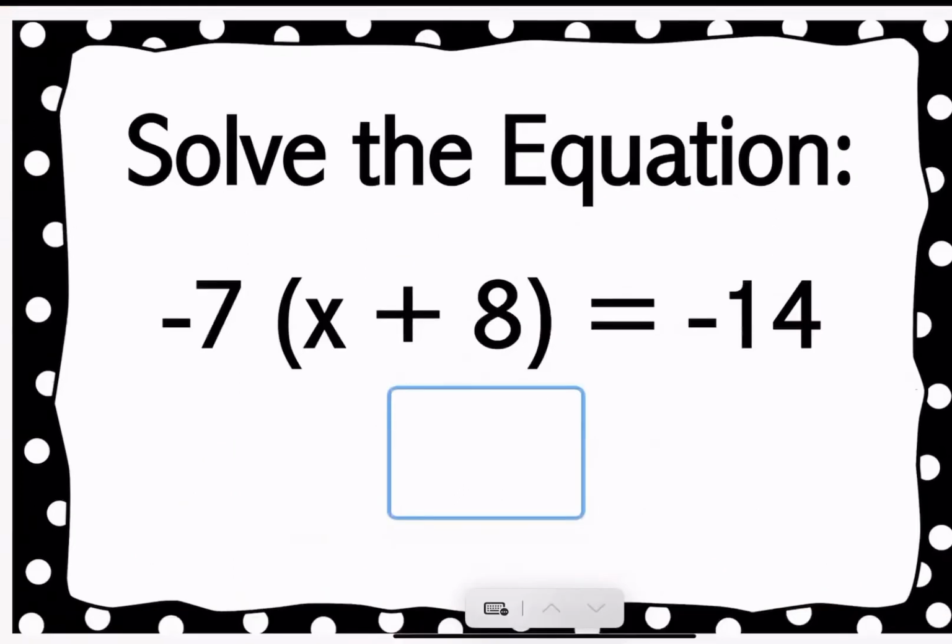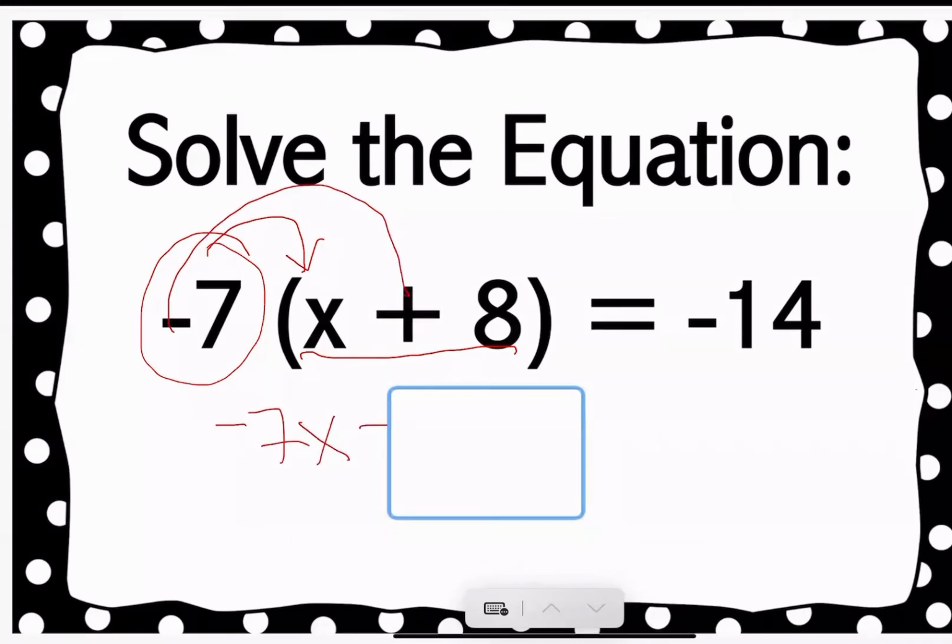Again, the x plus the 8 right here cannot be done because one's an x and one's not. Here comes -7 to the rescue. It's going to go in and grab the x first. So that becomes -7x. The negative and the positive make a negative. 7 times 8 is 56 equals -14.